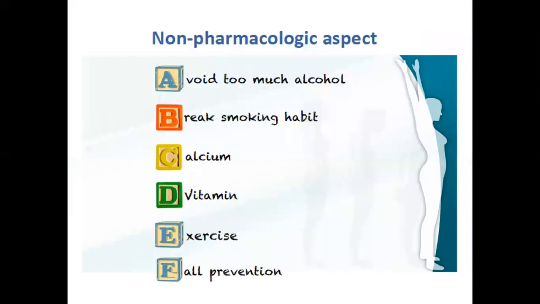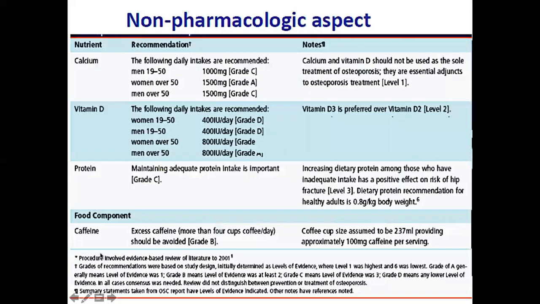So what are the ways to prevent patients from getting osteoporosis, or if they're already diagnosed with osteoporosis, these are the things that can help prevent the worsening of their osteoporosis. Avoid too much alcohol, or ABCDEF. Avoid too much alcohol, break the smoking habit, make sure you have adequate calcium intake, make sure the vitamin D levels are also adequate, exercise, and of course, fall prevention, especially in the elderly.